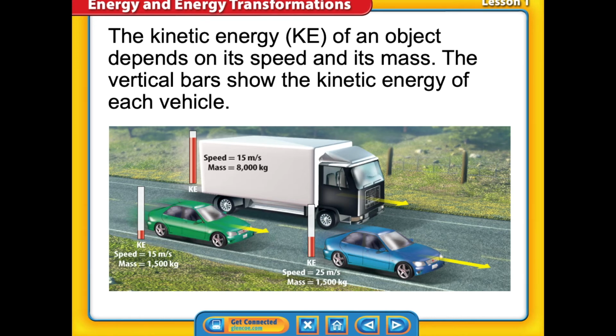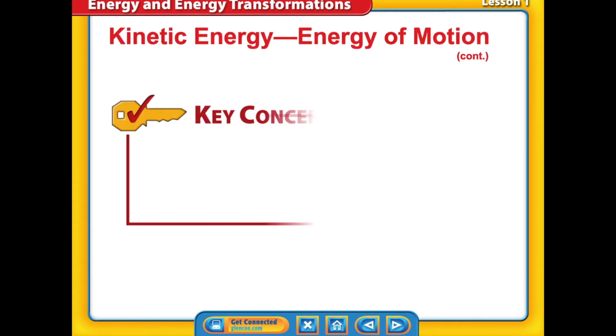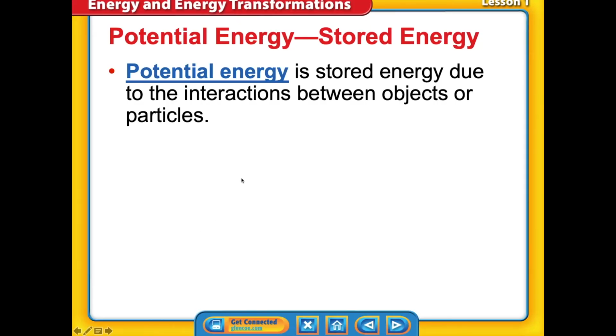So just remember what the sentence at the top of the screen says. The kinetic energy of an object depends on two things: speed and its mass. These are key scientific facts that you cannot change when we're dealing with science. So what is kinetic energy? It's the energy of motion. And the last note that we're going to take here at the bottom of notes, page 48, is potential energy. Stored energy due to the interactions between objects or particles.